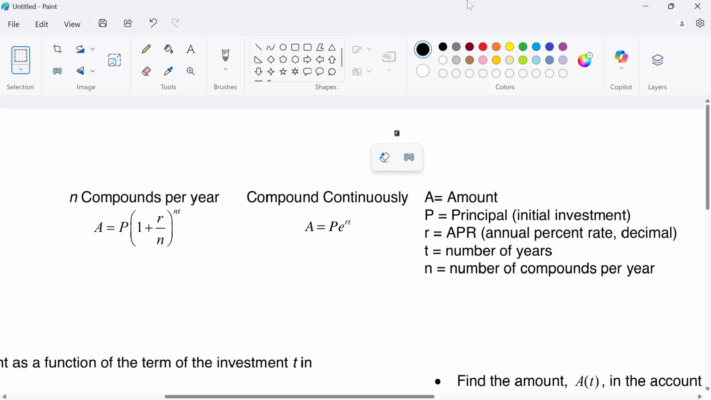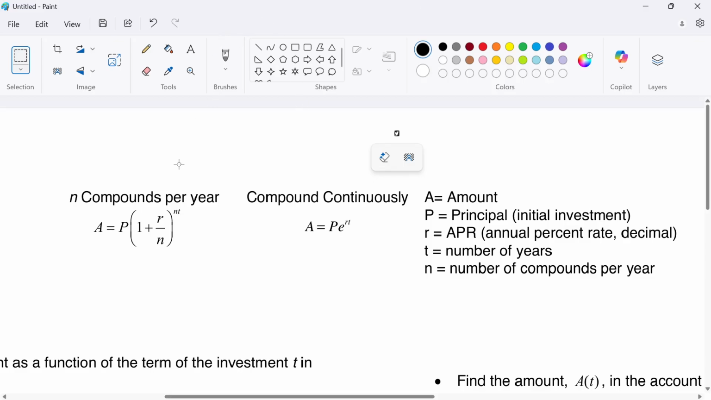If it's continuously compounded, the more compounding periods you have, the larger it accumulates to, the better your interest. So compounded continuously, A, the amount accumulated, equals the principal times e to the power of rt. Again, where r is the annual percent rate as a decimal, and t is the time.